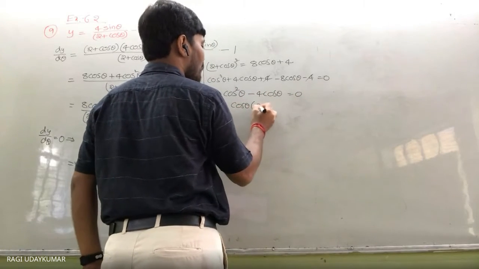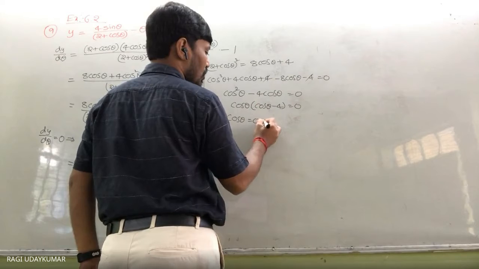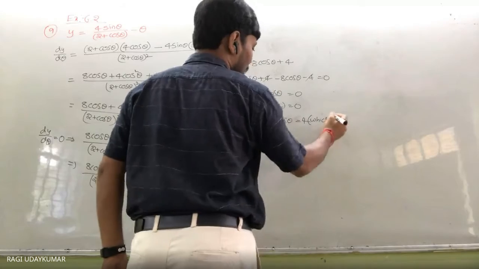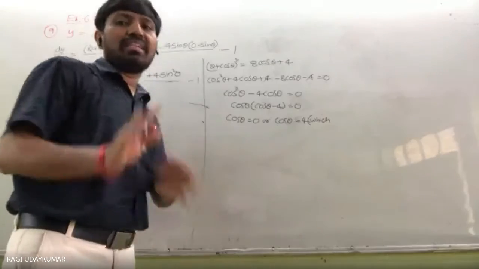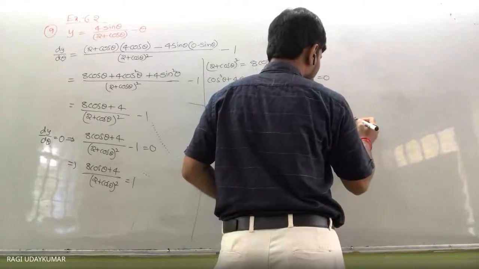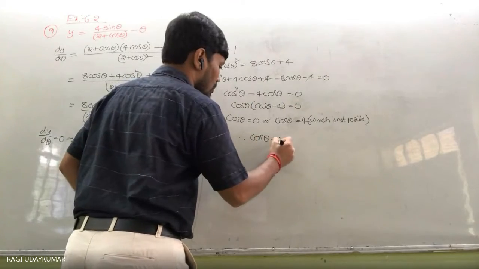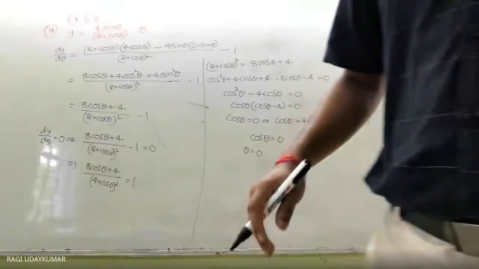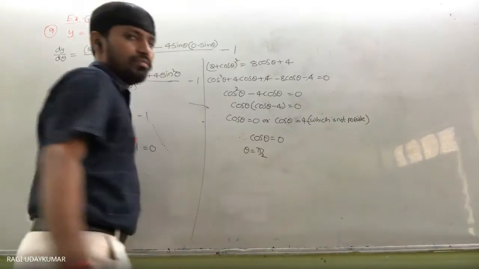From this cos theta common ले लो. So cos theta into cos theta minus 4 is equals to 0. Cos theta is equals to 0 or cos theta is equals to 4, which is not possible. Cos theta value 4 तो कभी बिल्कुल नहीं होगा, because the range is -1 to +1, so which is not possible. So the only possibility is, therefore, cos theta is equals to 0. Therefore cos theta equal to 0 means theta is equals to pi by 2, not 0.